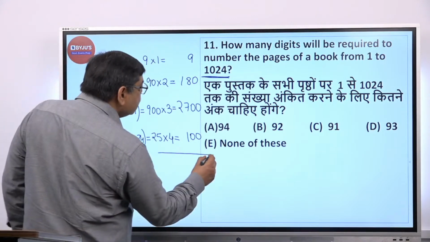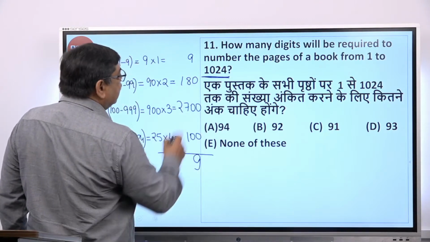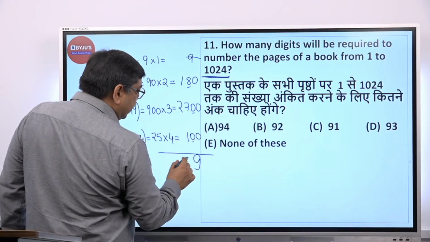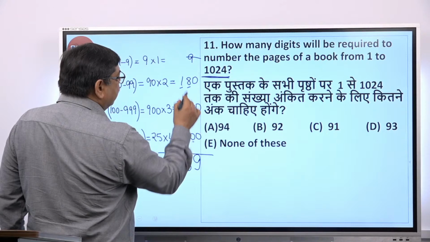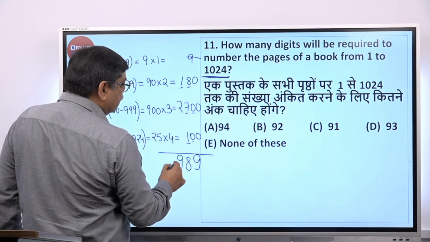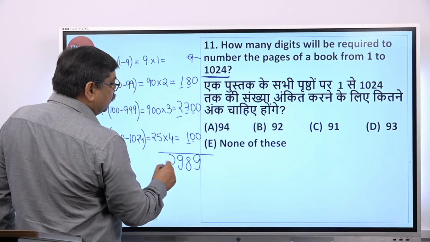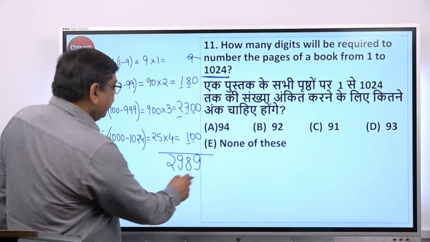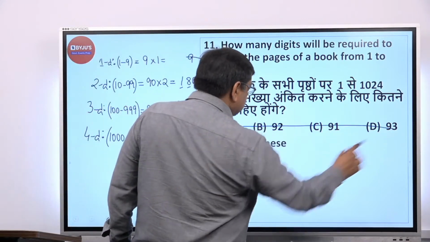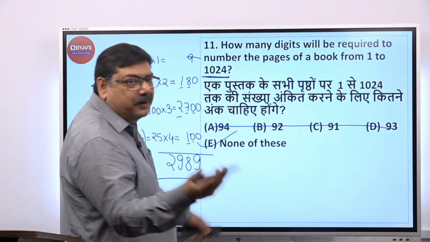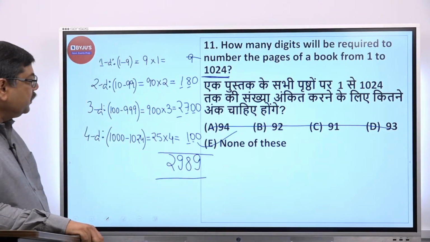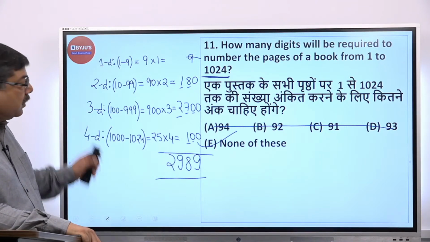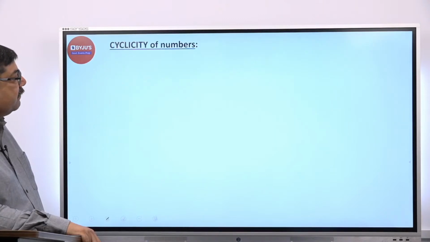Alright, so add up all these. You get a 9 here in the units place. Okay, done. So 8 and then you have a 0 here. So 8. So done. Then you have a 1, 7, 8 and 1, 9. Alright, and finally you have a 2 here. So here we have 2989, just ignore the choices here. If you are not able to ignore the choices, anyhow, none of these is the answer. So you can get 2989. This would be the total count of all the digits.